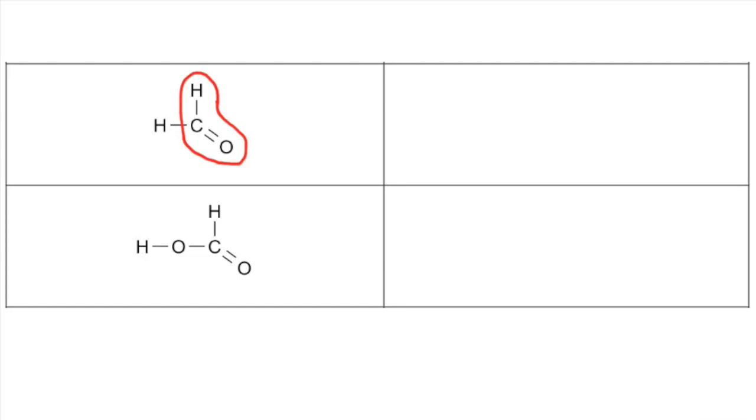Alright, so there's our functional group. It's a carbonyl group on the end of a chain, and so that tells us it's an aldehyde. There's only one carbon, and so its prefix is meth, and the aldehydes have a suffix of -anal, and so that's methanal.